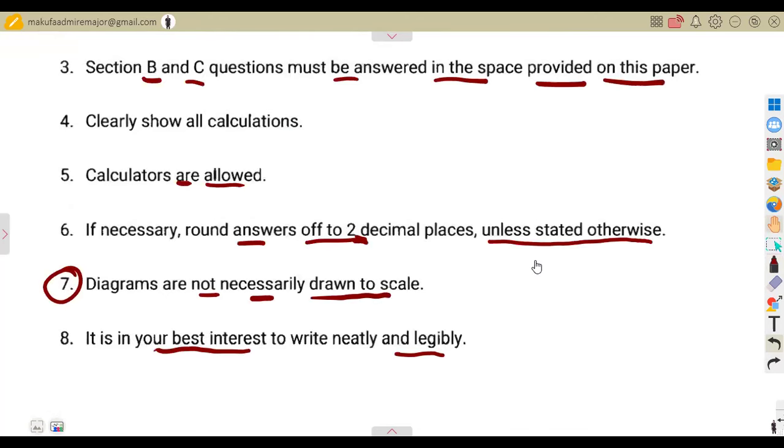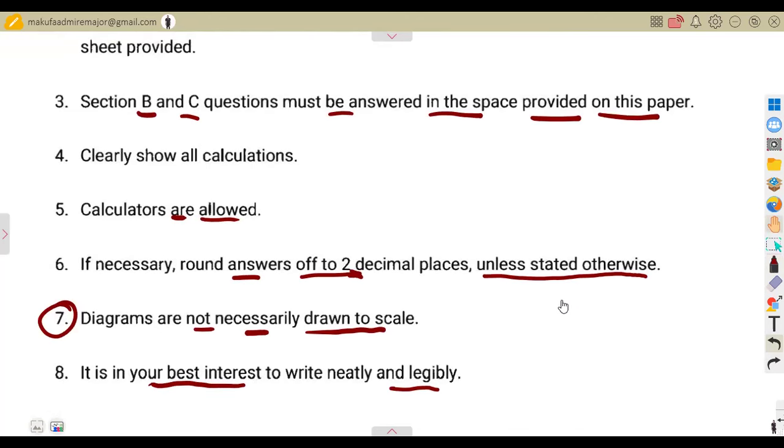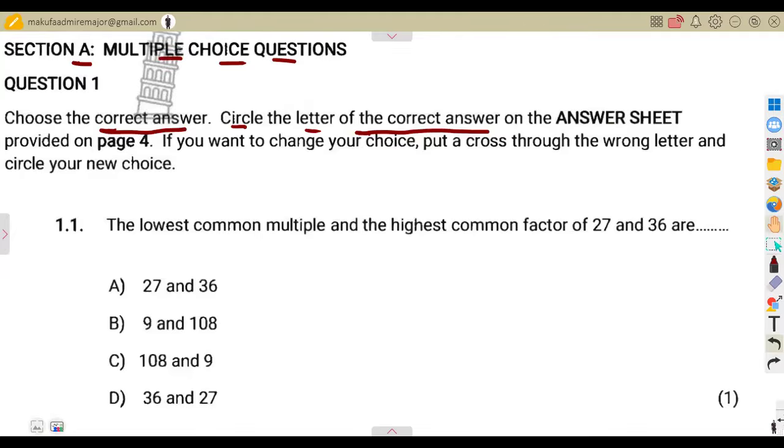There's this part here that I wanted you to see. Here they're saying, if you want to change your choice, put a cross through the wrong letter and circle your new choice. So maybe you made a mistake, you just put a cross, then you circle the one that you want, which is the correct one.